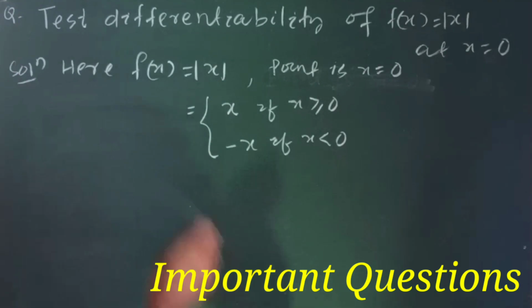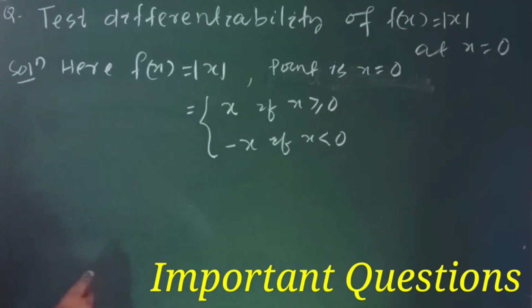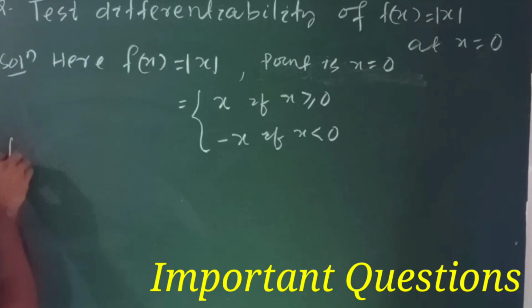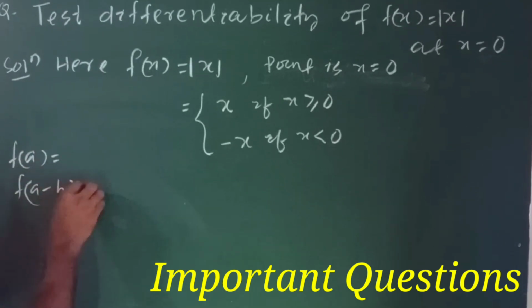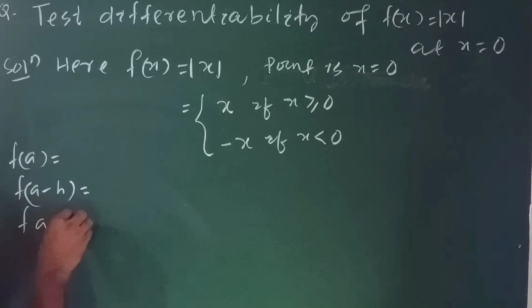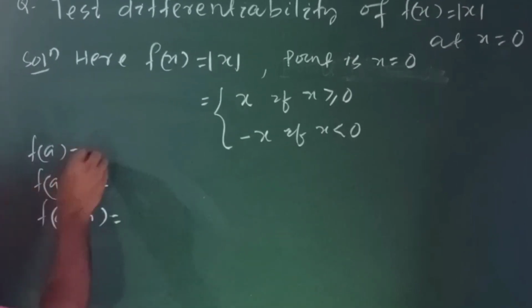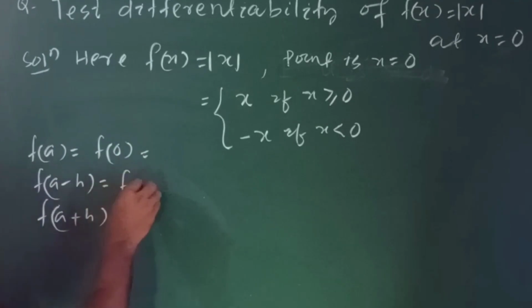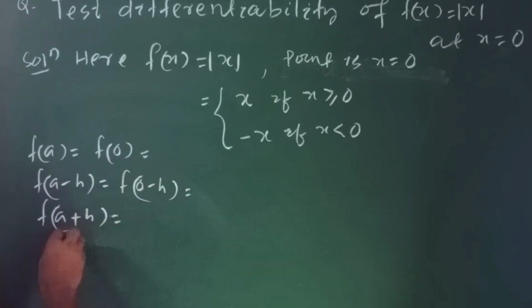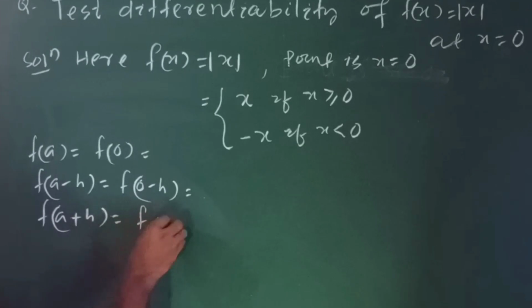Then I said that for differentiability you need 3 things. One is f of a, f of a minus h and f of a plus h. f of a means f of 0. f of a minus h means f of 0 minus h. And f of a plus h means f of 0 plus h.